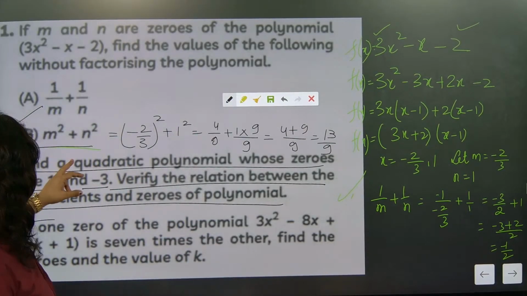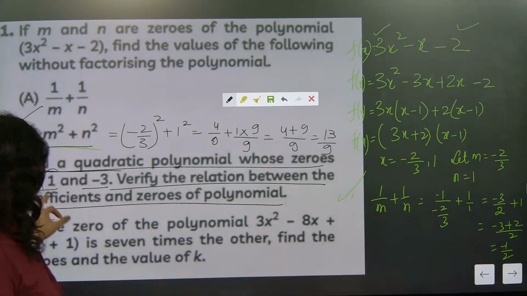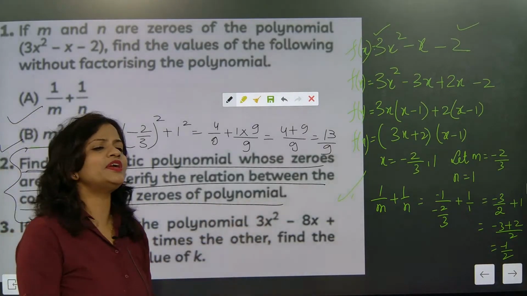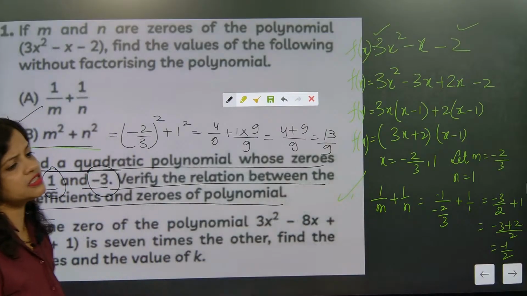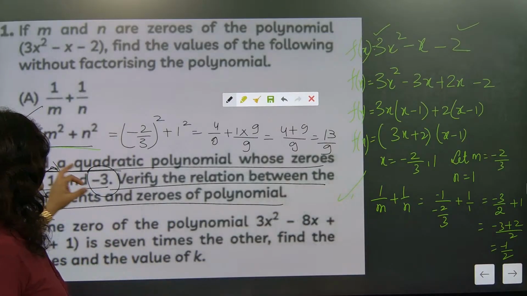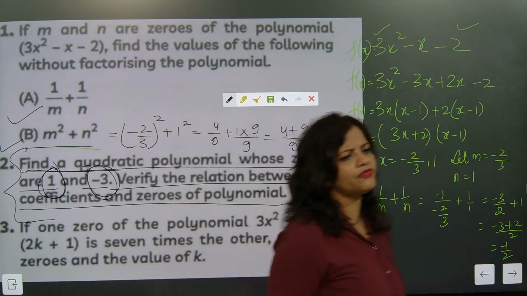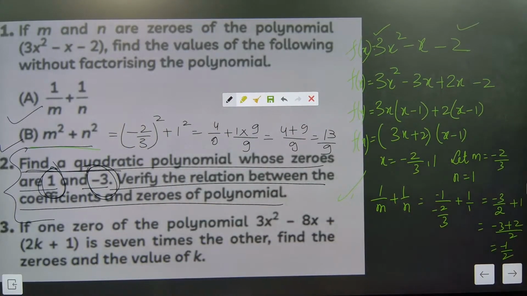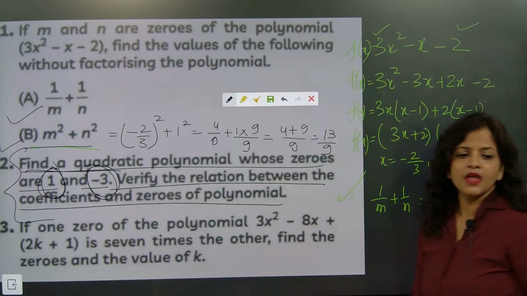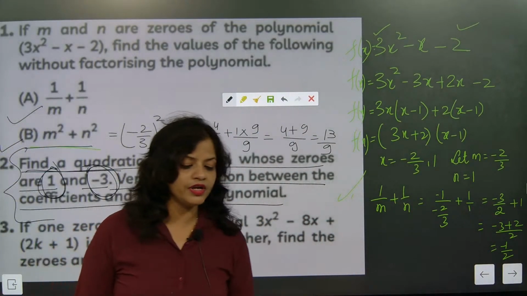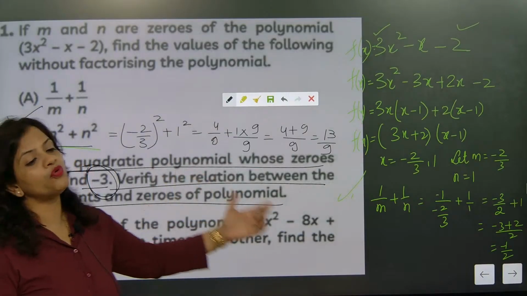So now look. Here alpha is equal to 1, beta equal to minus 3. Alpha plus beta, 1 minus 3 will become minus 2. Alpha into beta, minus 3. So that is sum of the zeros and product of the zeros. With that directly we can frame a quadratic polynomial, correct? But after framing the quadratic polynomial, what we are going to do is prove, verify.